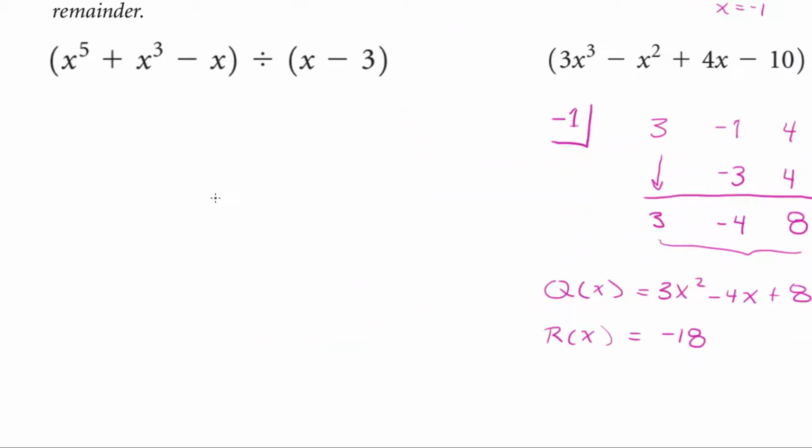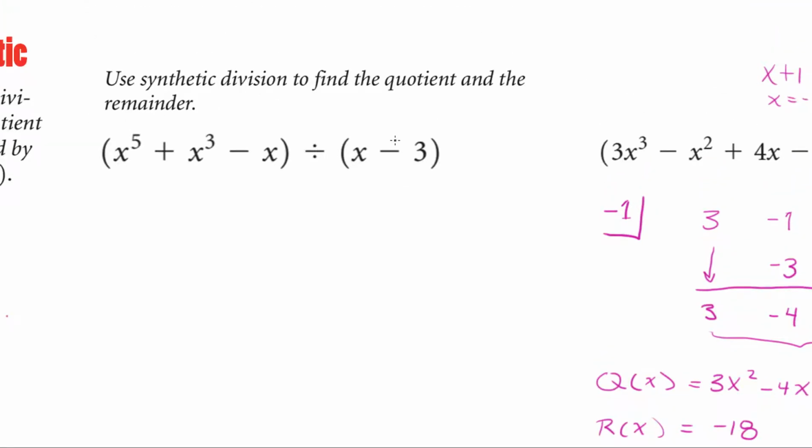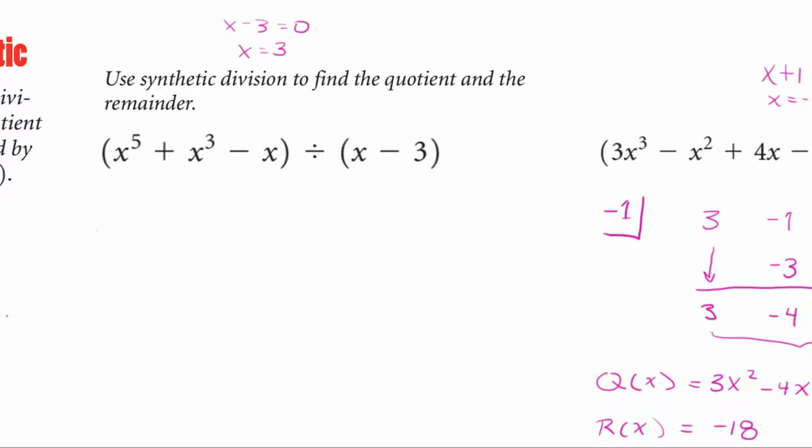Now, very similar process. The only difference here, well, let's start with the number inside the box. x minus 3 equals 0. That means x equals 3. So 3 goes inside the box. Let me use a different color because I've been using this fuchsia for too long. Okay, let's use blue. I like blue. So x equals 3. 3 is the number inside the box.